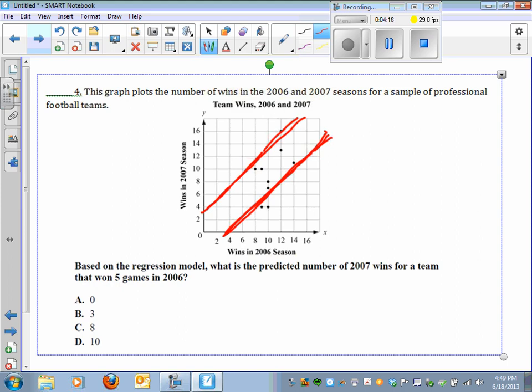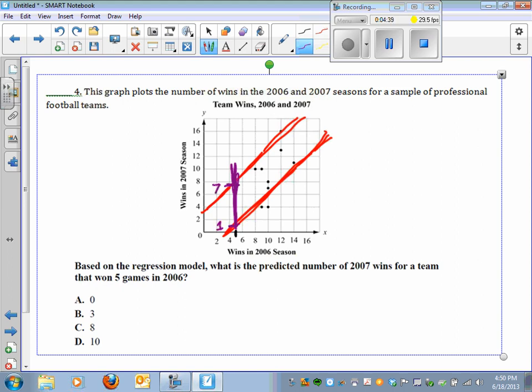And so the question is, if somebody won 5 games in 2006, that's located right here. There's 5, okay? I'm going sideways. What would you expect their wins in 2007 to be? I would say it's going to be somewhere in between around 7 and 1, okay?